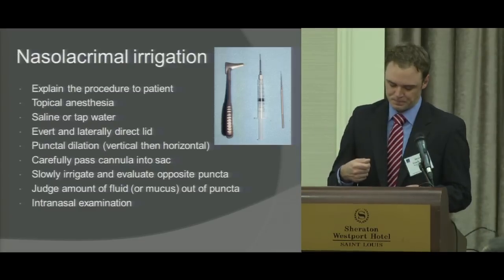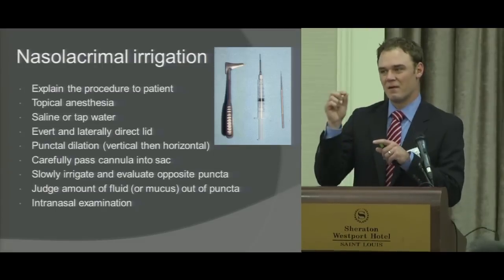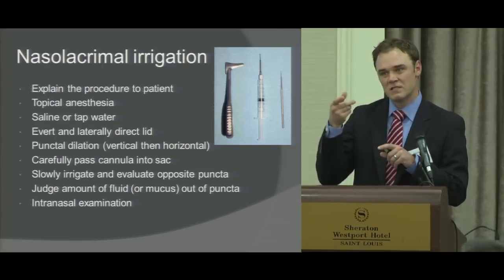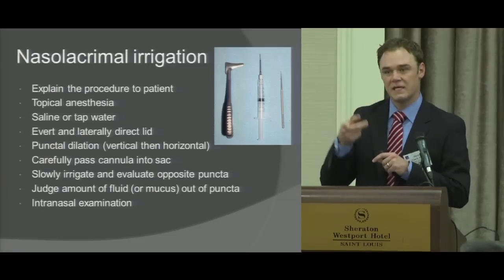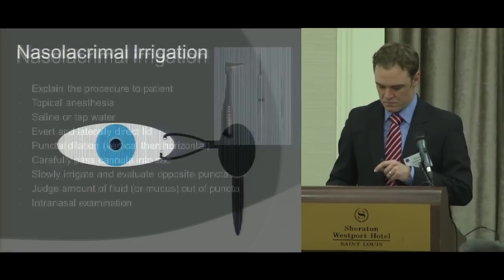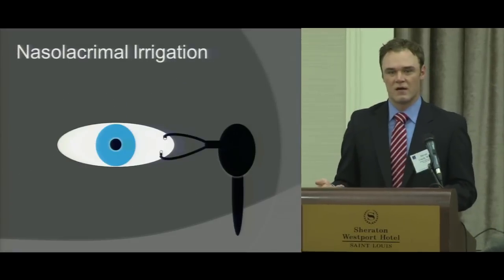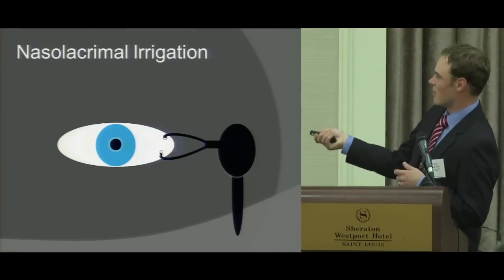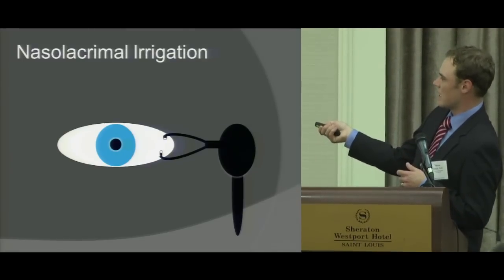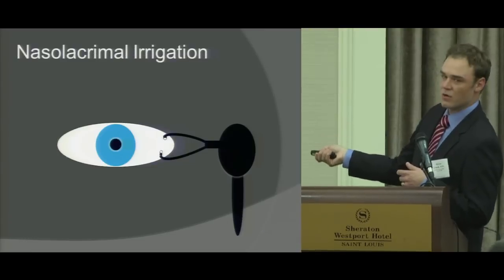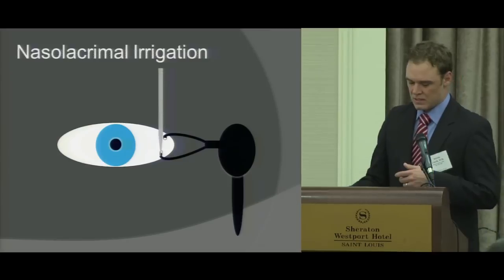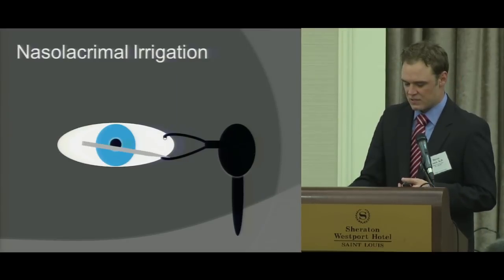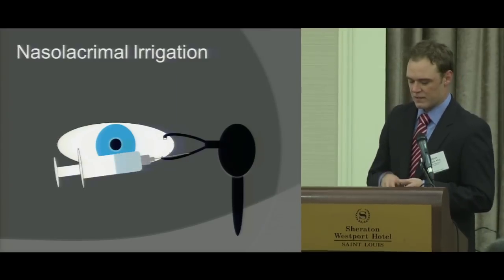I use tap water. I visualize the opening of the puncta, and then I just simply stick the cannula down in there and squirt fluid. So here's our diagram. We've got our eye, we've got our upper and lower puncta that lead into these canaliculi, common canaliculus, into the sac and down into our nose. I use this little dilator to dilate the tear duct, and then I squirt fluid in there.